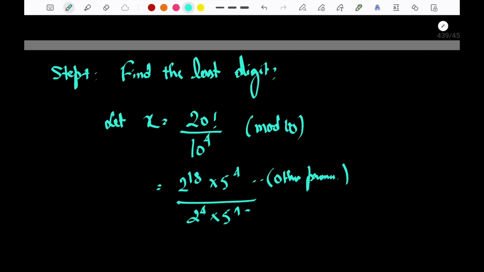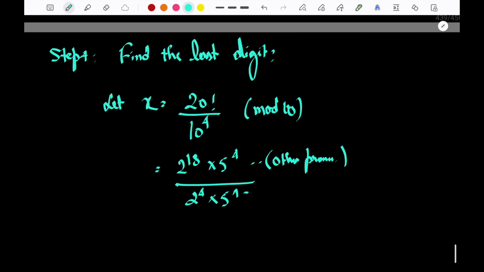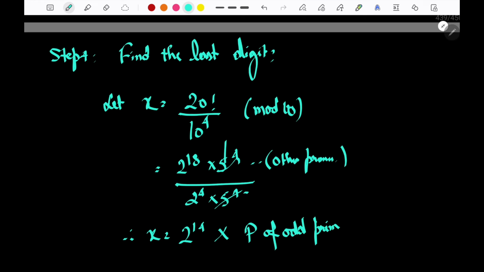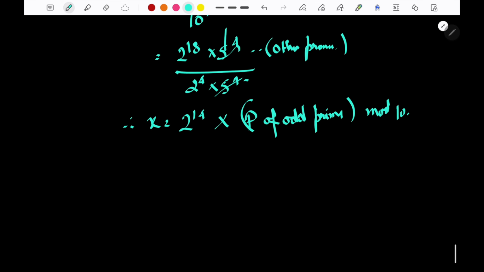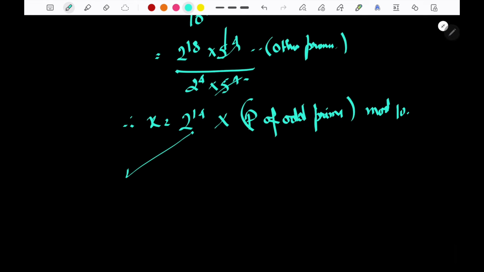Now how do we calculate this? Therefore x is equal to, this gets cancelled, 2 to the power 14 into some product of odd primes, mod 10. So how do we do it? Suppose we take 2 to the power 14 mod 10. So what is 2 to the power 14 mod 10? How do we find it?